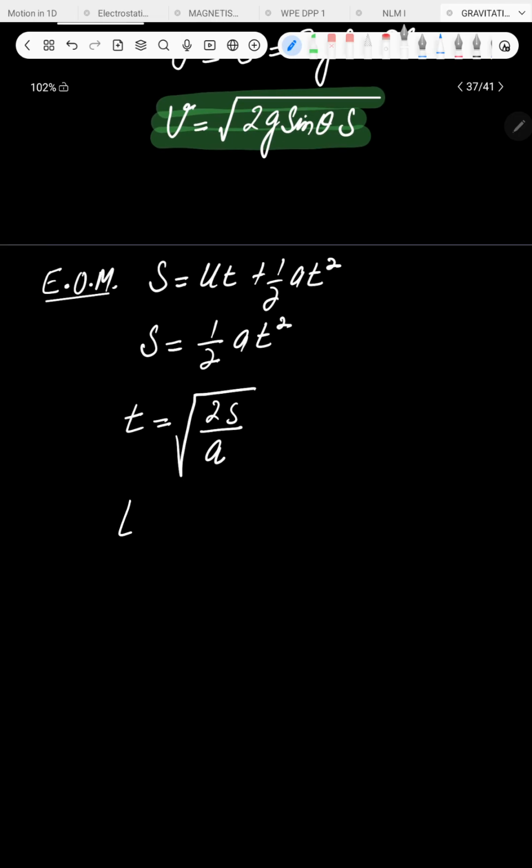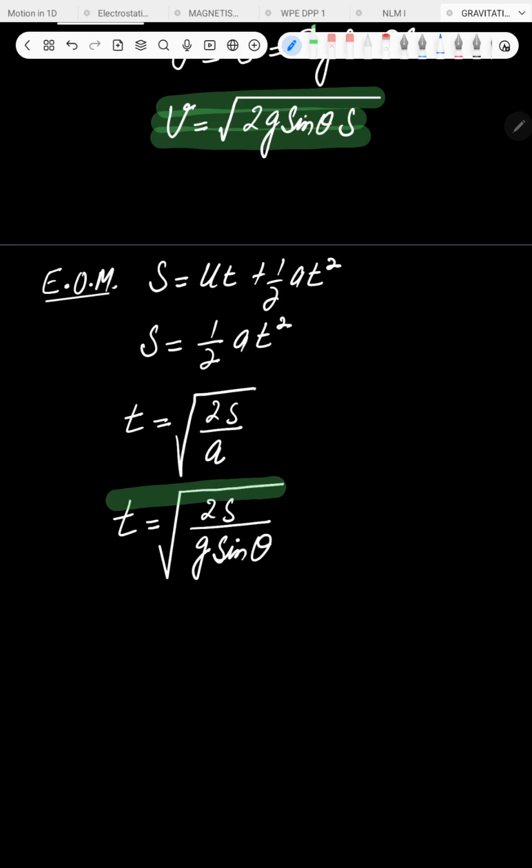Now tell me one thing, what is the value of a? We have just calculated that. Obviously sir, we have calculated that, and a is equal to what? That is equal to g sin theta. So what did I write here in place of a? g sin theta. So the time taken by the block to slide down the inclined plane is something like this, that is the square root of 2s divided by g sin theta. I hope that this part is also clear to you.